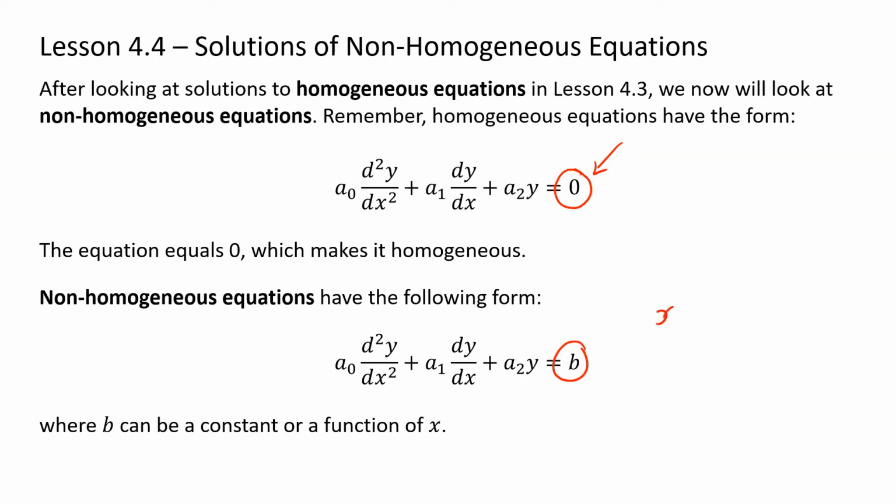So it could be x, it could be sine of x, it could be x plus sine of x, it could be e to the x. Any one of those functions of x can be sitting here on the right-hand side of the equation. So what you're going to see is that there's actually two parts to solving this. The first part is going to use what we've done for homogeneous equations. The second part is going to look specifically at what this function b is. That is going to determine how you solve this question.